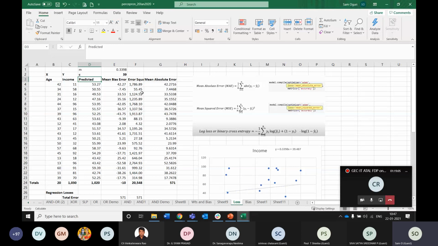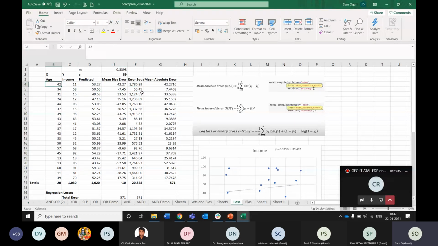A person having an age of 42, my model predicted that his age will be 53.27. So what I did then is I calculated the difference between the predicted and the actual. So the difference is 53.27 minus 11 gives me this thing. And for the second data set, the error is negative because 50.55 minus 58 throws me this thing.